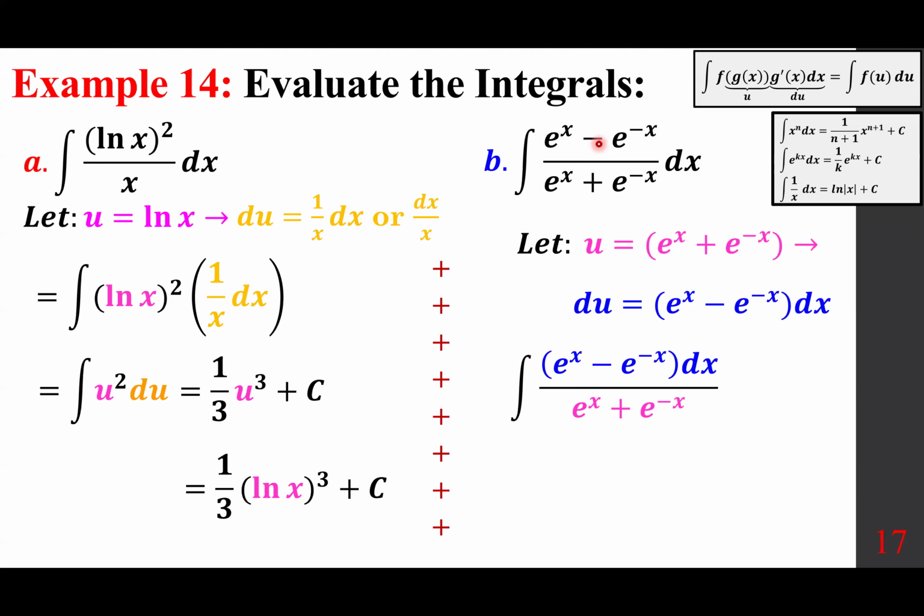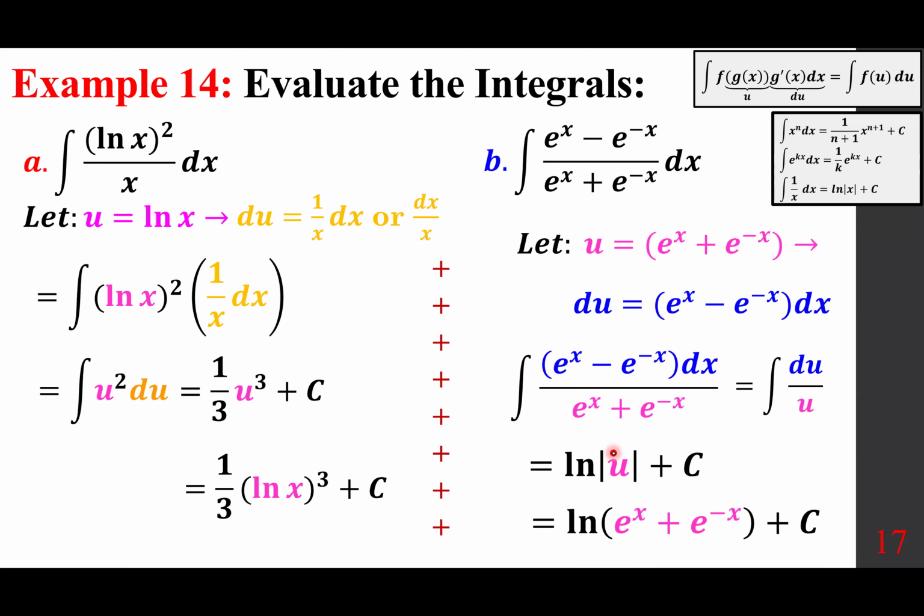Let's rewrite it. So we have the integral of du over u. That's a simple case of a natural log. So ln of absolute value of u plus a constant, replace it, and you're done. Bear in mind, e to the power of x plus e to the power minus x is always positive. You can lose the absolute value if you like.